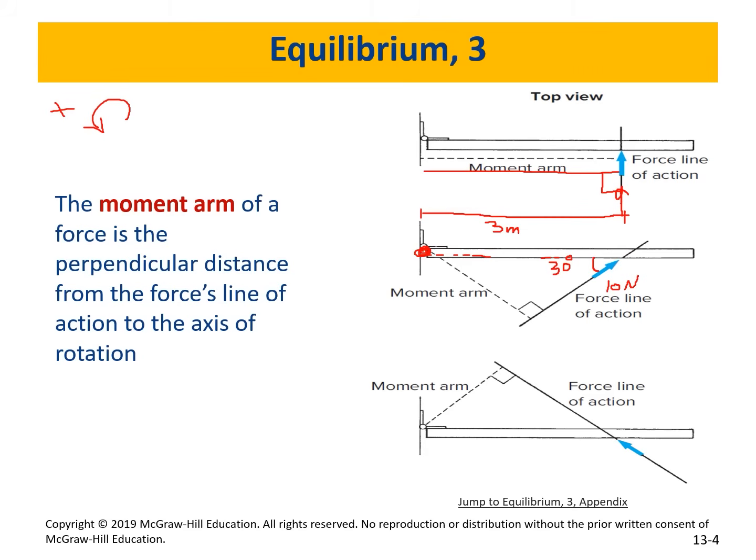5 newtons? Okay, so let's do this. This force needs to be resolved into a horizontal and vertical component. Now, the horizontal one is 10 cosine 30, right? Because that's the angle between the line of action and the force.